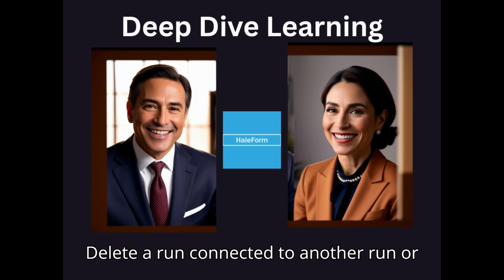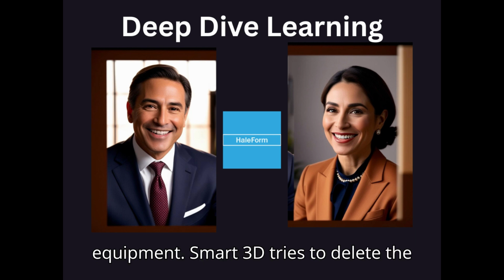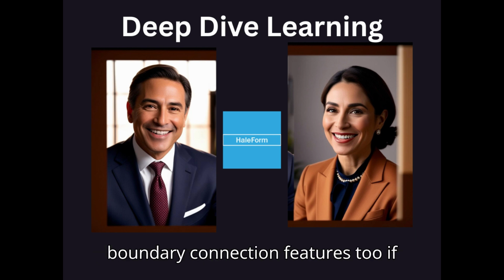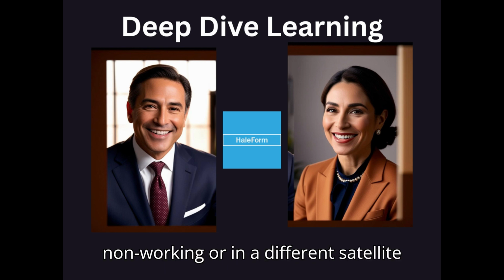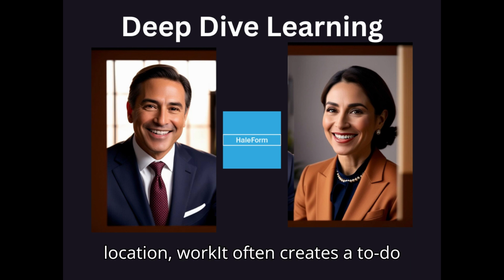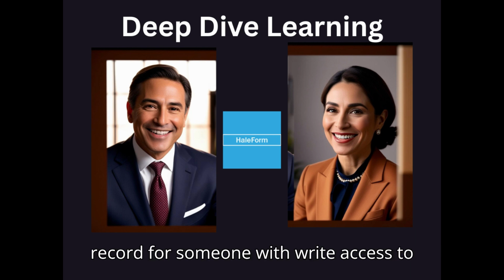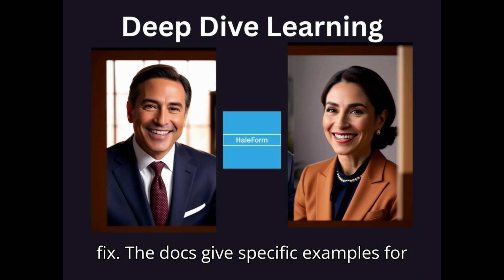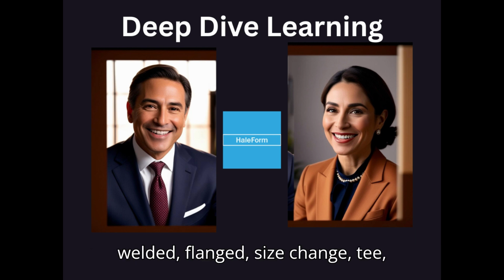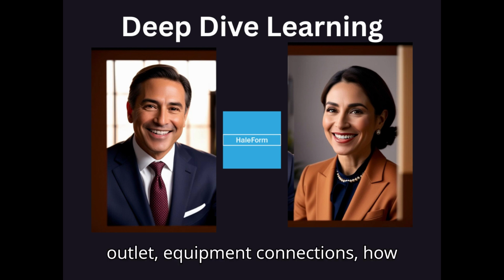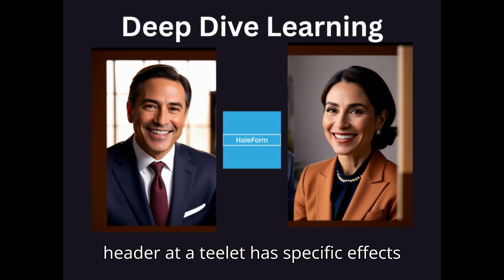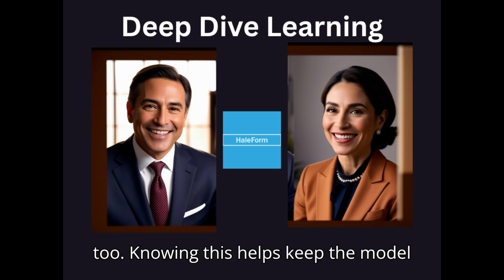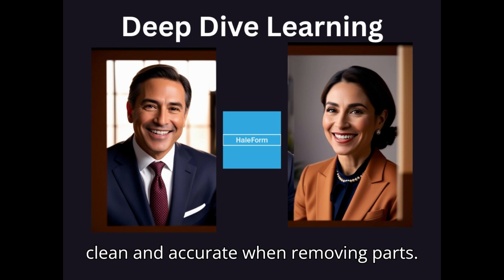Absolutely. Delete a run connected to another run or equipment, Smart 3D tries to delete the boundary connection features too if they're also working. But if mating parts, weld preps, flanges, are non-working or in a different satellite location, work share, it often creates a to-do record for someone with write access to fix. The docs give specific examples for welded, flanged, size change, T, outlet, equipment connections, how deletion works based on status and permissions. Deleting a branch or the header at a T-outlet has specific effects too. Knowing this helps keep the model clean and accurate when removing parts.